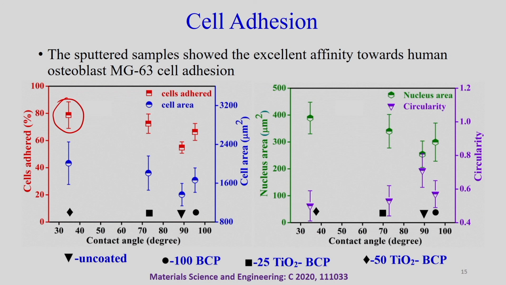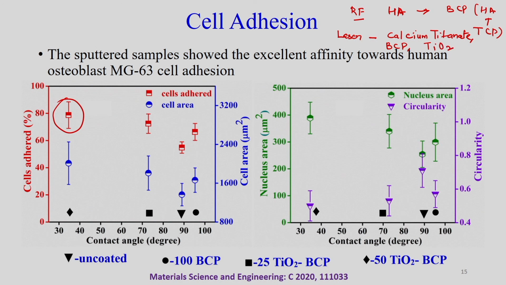So, we discussed coating using the RF sputtering. In the RF sputtering, when we coated the HA, it ended up with BCP. It means it has both HA phase and TCP phase. And when we coated this using the laser cladding, it has more phases: it has the calcium titanate, apart from that it will have the BCP and of course, this titania phase will also be present, because in the laser cladding we also use the mixture of HA and the titania.